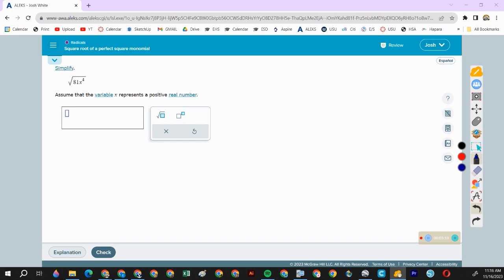So in this case, the square root of 81 is 9, and the square root of x to the 4th is just x squared. Nothing's left over.